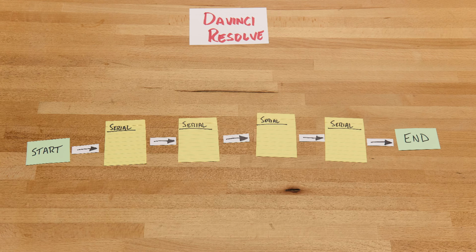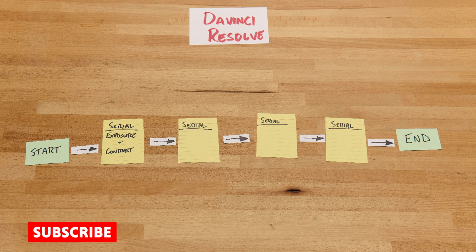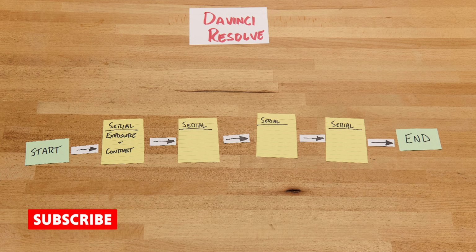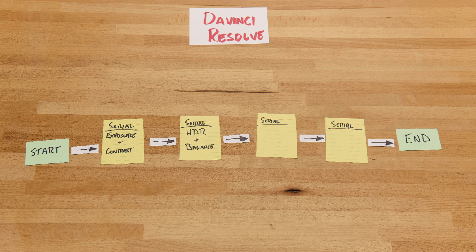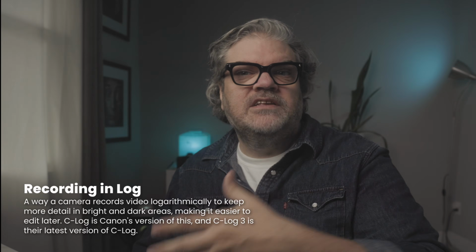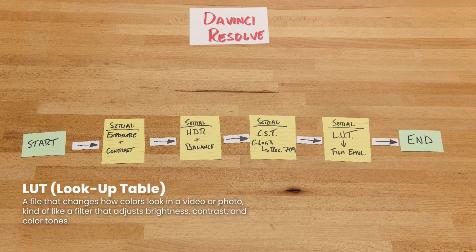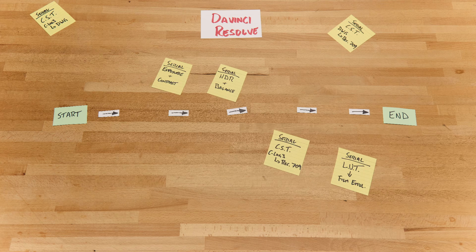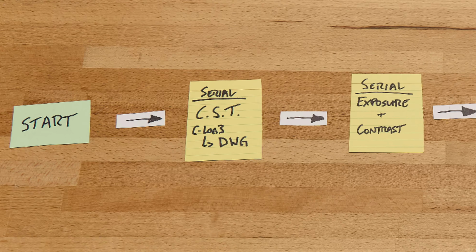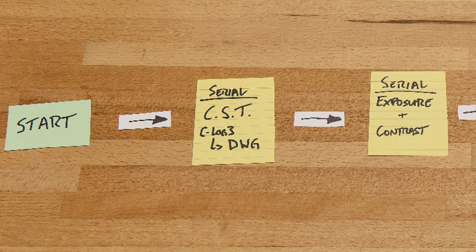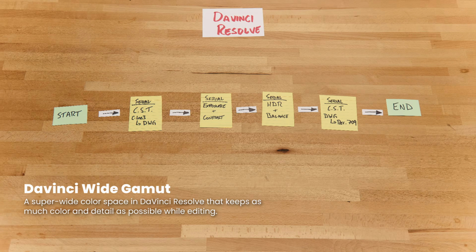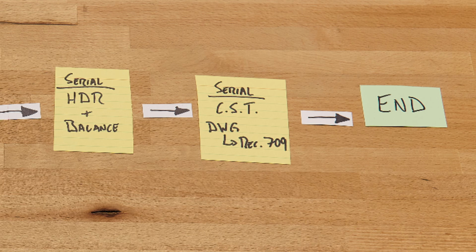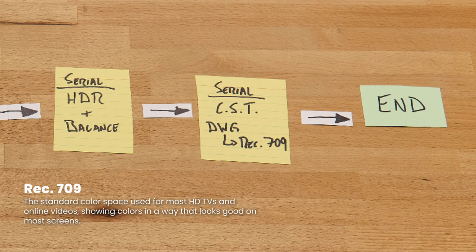Now, in a very basic node setup, you might begin with exposure and contrast adjustments, followed by high dynamic range modifications and color balancing. Then a color space transform, say converting this C-Log3 footage to Rec 709, and then finally a LUT that emulates a film look to finalize the whole look of it. For a slightly more advanced color grade, I begin with a color space transform that takes me from Canon's C-Log3 footage into DaVinci's wide color gamut, which provides more versatility when making adjustments. Then I'll come back out of DaVinci wide gamut into Rec 709 at the end of my adjustments.